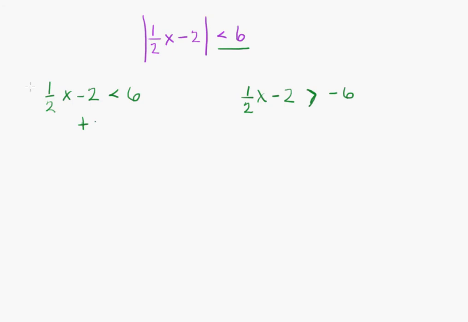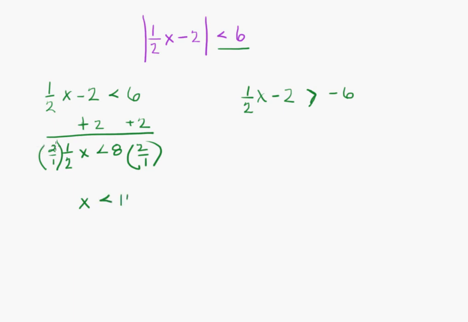So I'm going to add 2 to both sides, and I'm going to get one half x less than 8. And then I'm going to multiply both sides by the reciprocal of one half, which is 2 over 1. Okay, so I get x less than 16.